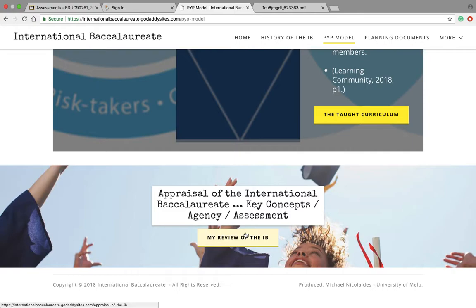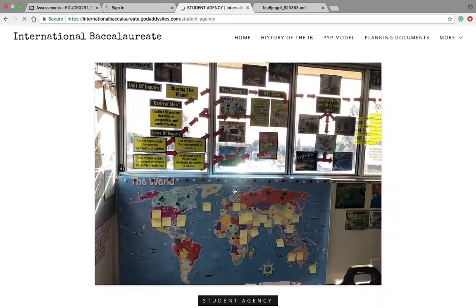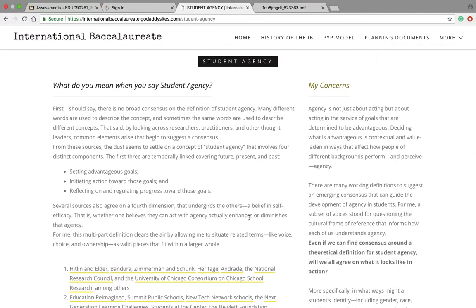So let's take a look at my appraisal of the International Baccalaureate agency component. For me, agency is not just about acting, but about acting in the service of goals that are determined to be advantageous. Deciding what is advantageous is contextual and value-laden in ways that affect how people of different backgrounds perform and perceive agency.